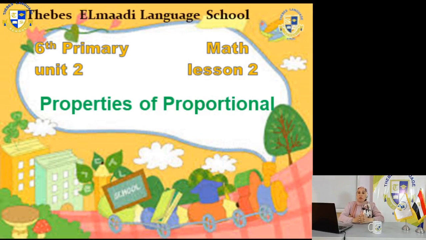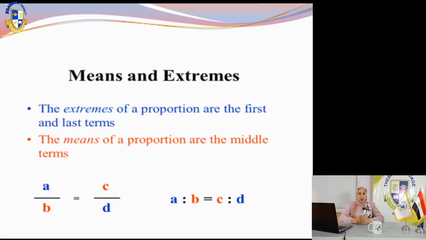Okay, so if I have A over B equals C over D, A and D are called extremes. Why? Because A is our first term and D is our last term or fourth term. So first term and fourth term are called extremes.